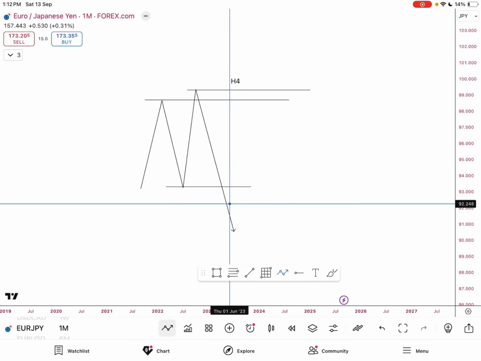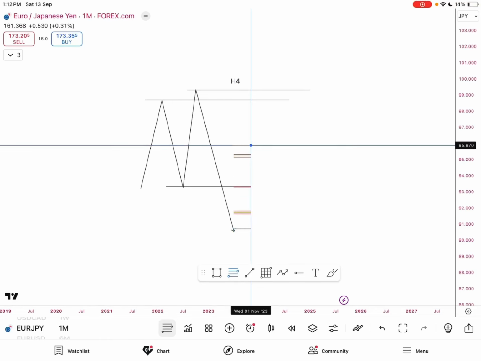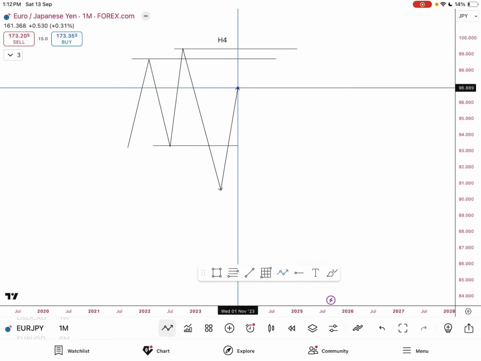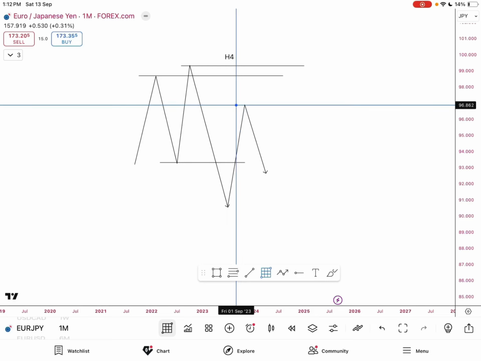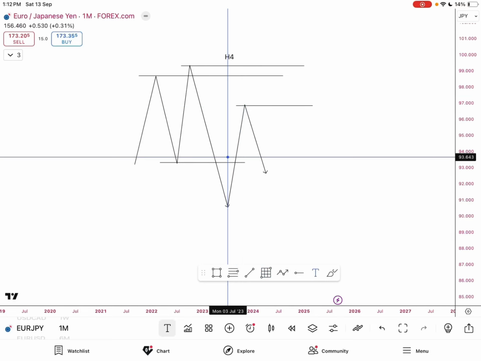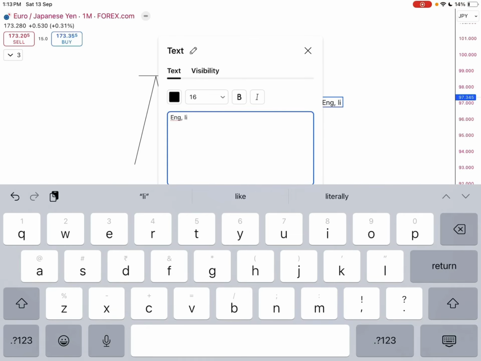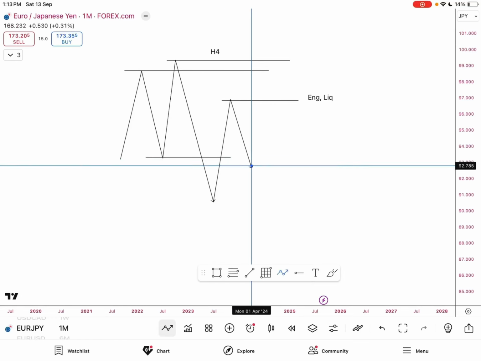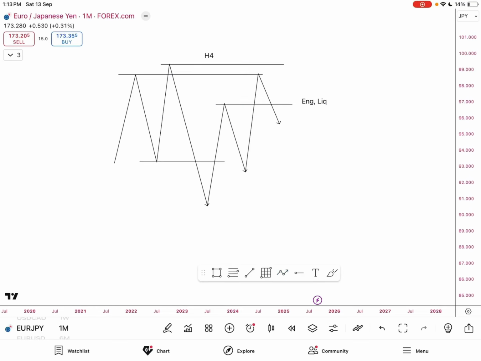If the liquidity has been formed like this, you know what we call this? This one we call engineer liquidity. Now we can concentrate on this QM because it is nearby our key level, right? So we can look at this QM for our entry.